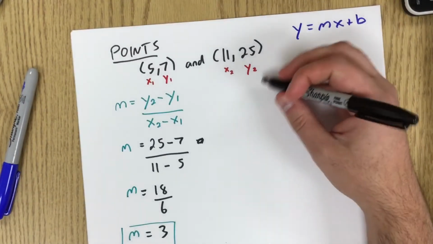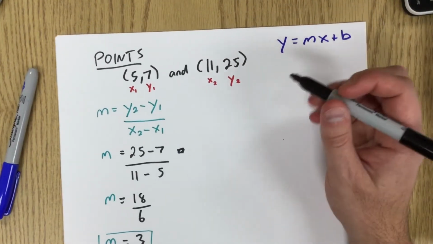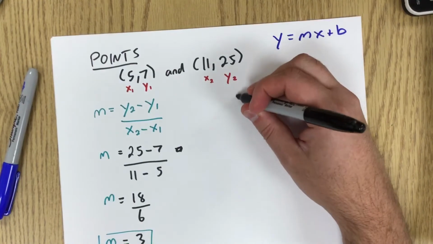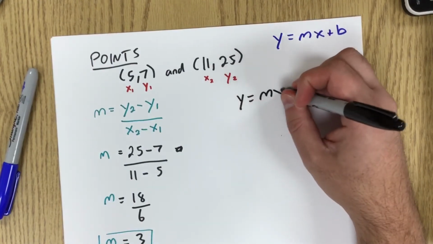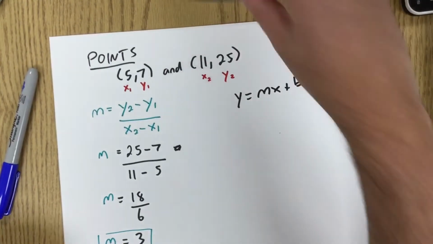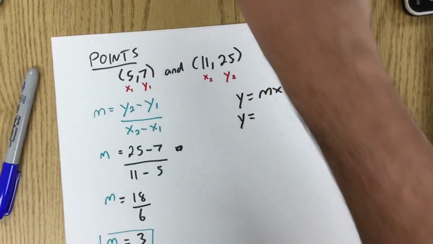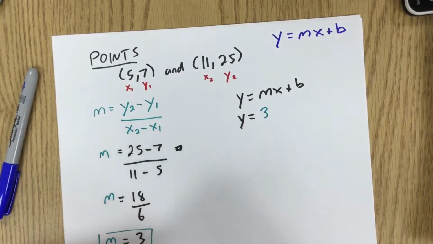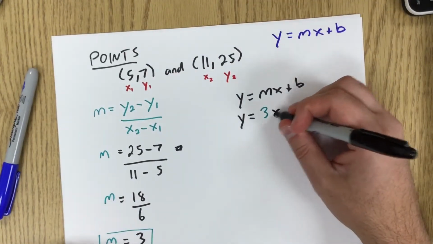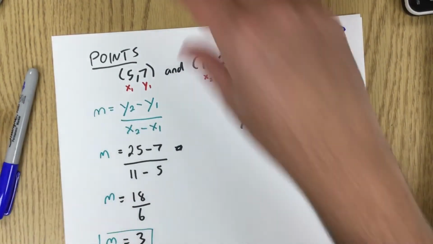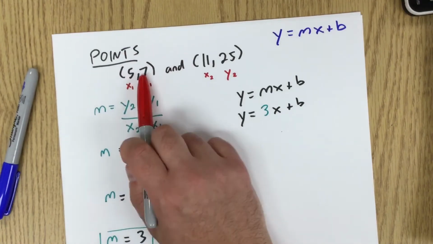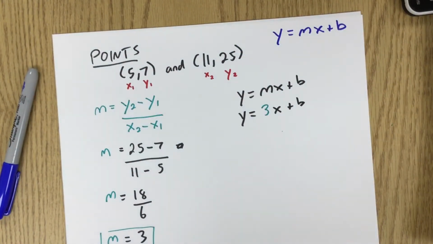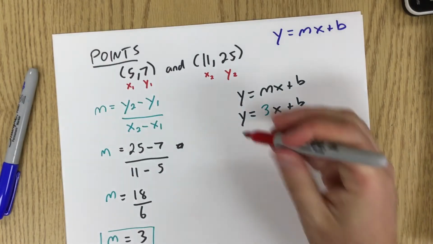And now it becomes a different problem. Now it becomes one where we have a slope and we have a point. So we have y equals mx plus b. We know the slope is 3. And we have to find the b. So what I'm going to do is plug in this point over here. I could choose either point, but I'm going to pick this one because it has smaller numbers. And they're both positive. So it's pretty.